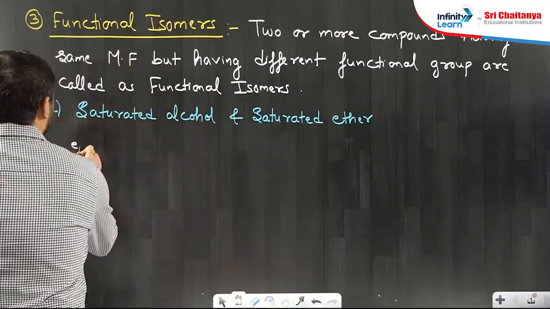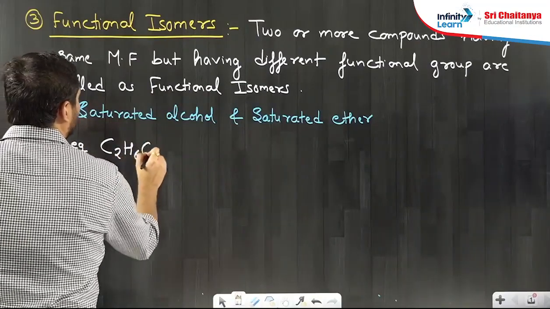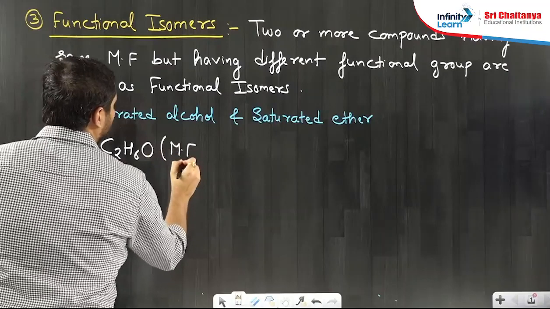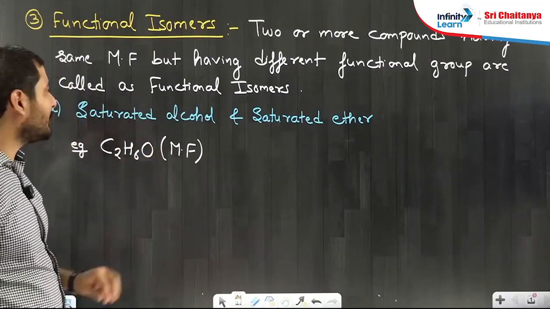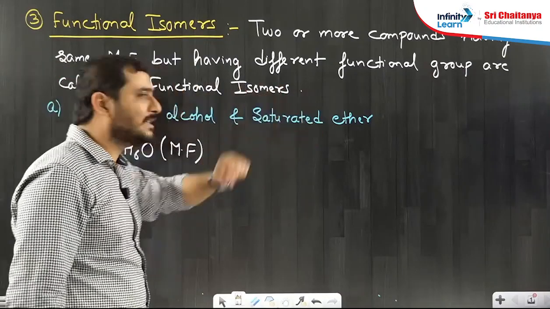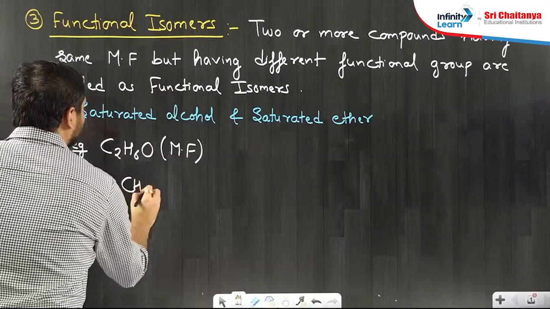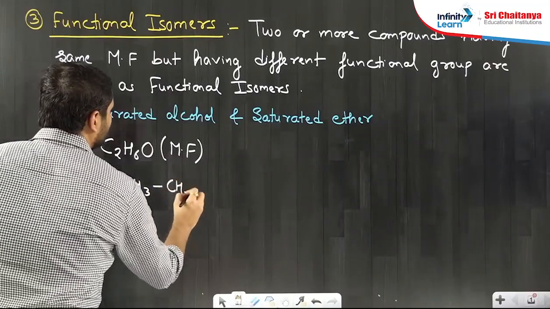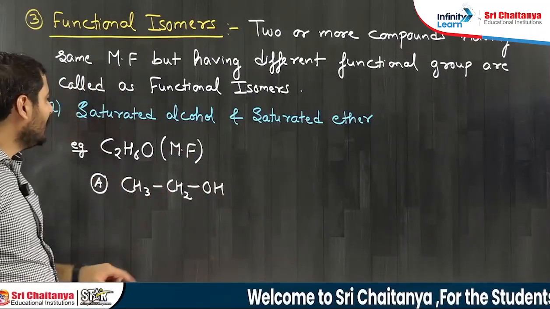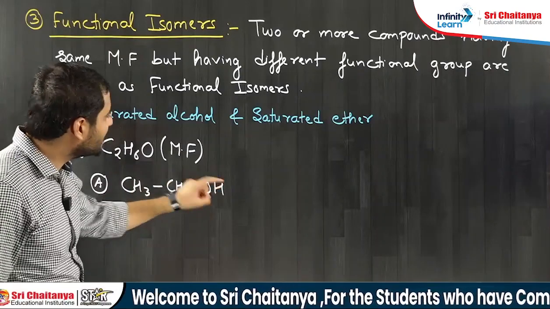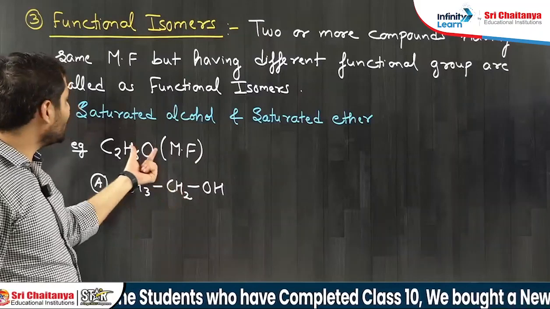So let us take one example. If we write molecular formula C2H6O, this is a molecular formula. Now I can draw two possible structures for this. One is saturated alcohol and one saturated ether. So if I draw structure A, CH3, CH2, OH. Now if you count how many carbon atoms are present, 2, hydrogen 3 plus 2, 5, 5 plus 1, 6 and 1 oxygen. So molecular formula is C2H6O.